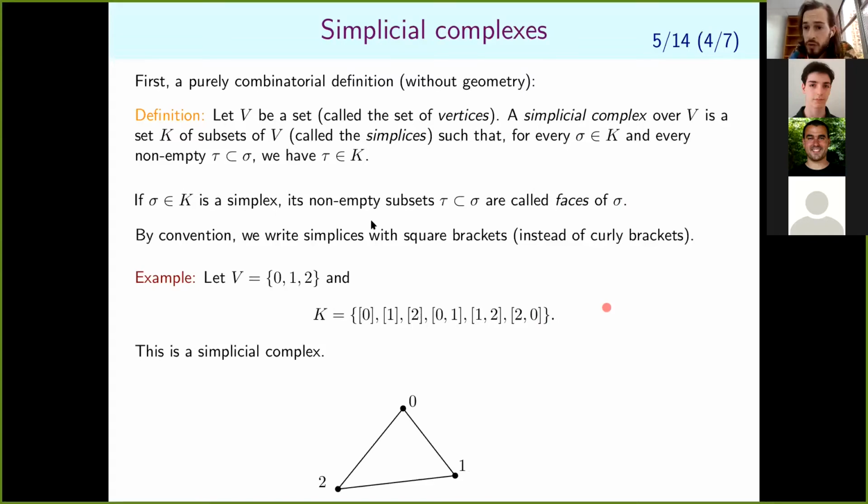And you can draw a simplicial complex by simply drawing the vertices, the elements of the set of vertices, on the plane. And then for every simplex, you draw the simplex. So for instance, [0, 1] will be an edge. I draw the edge [0, 1]. [1, 2] will be this edge, and [2, 0] this one. So this drawing represents my simplicial complex.